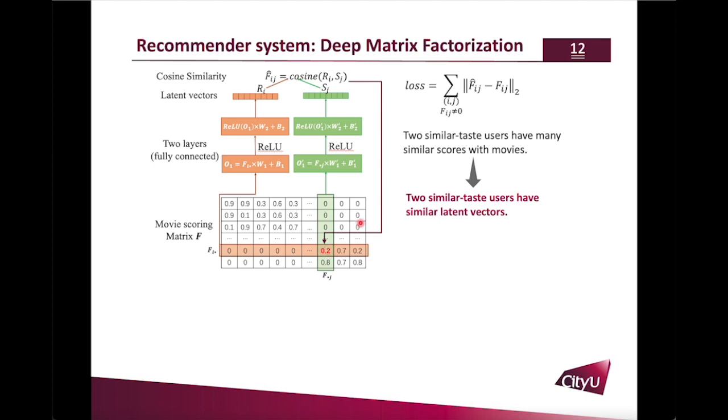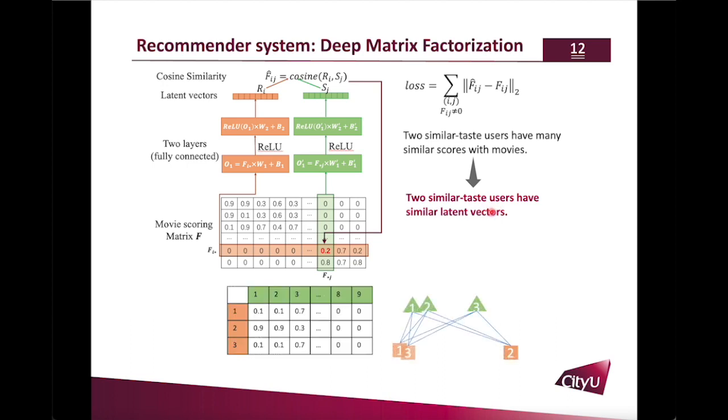Because similar taste users have many identical scores with movies, the learned latent vectors of these users will be similar too. Like here, user 1 and 3 have many identical scores with movies. That means their latent vectors should have the same cosine distance to the latent vectors of movies. As a result, their latent vectors are close.